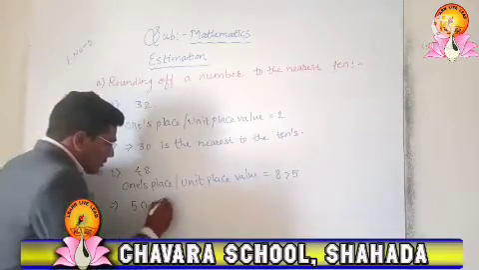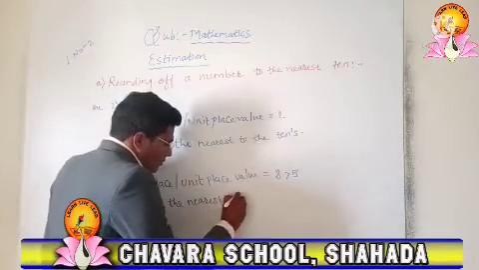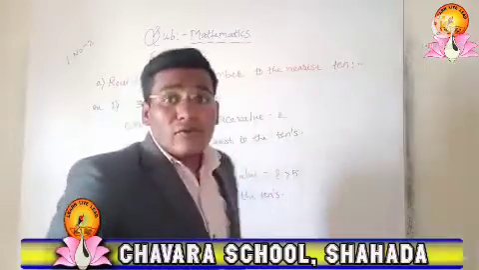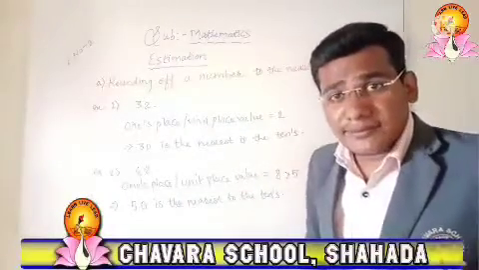Then 50 is the nearest to the tens. This way we can solve rounding of a number to the nearest 10.